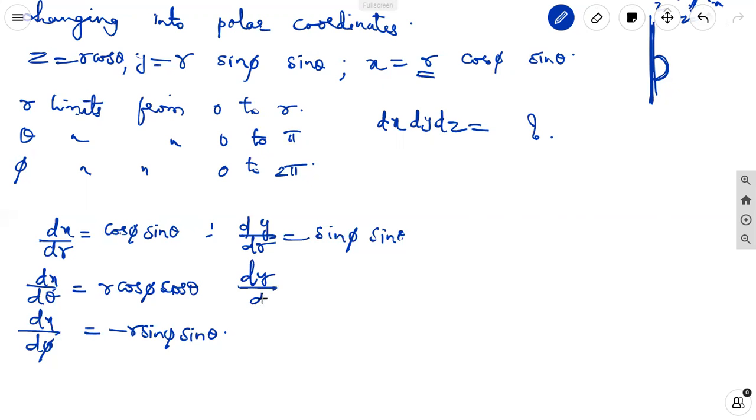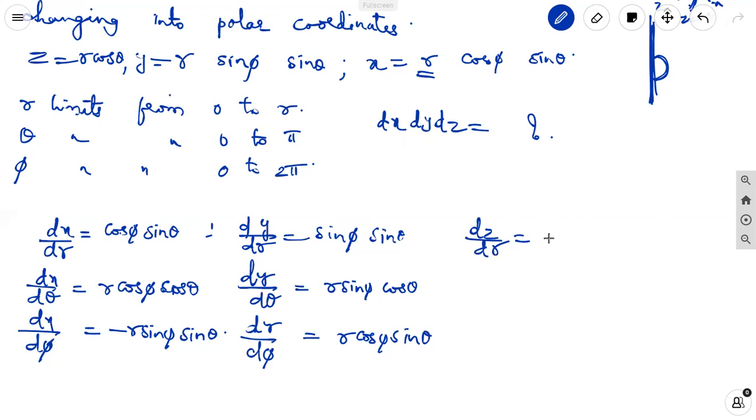dy by d theta equal to r sine phi cos theta. dy by d phi is equal to r cos phi sine theta. dz by dr equal to cos theta. dz by d theta equal to minus r sine theta. dz by d phi equal to 0.